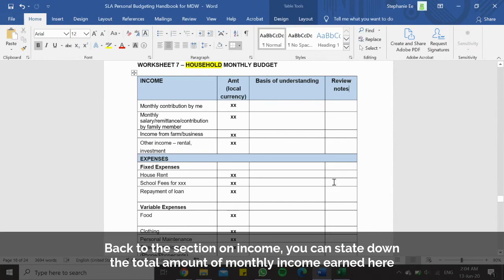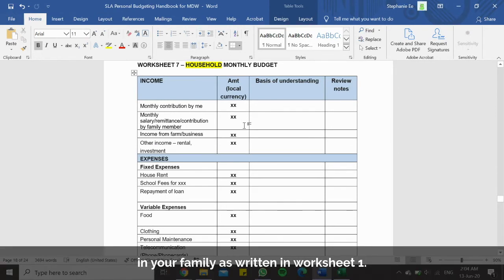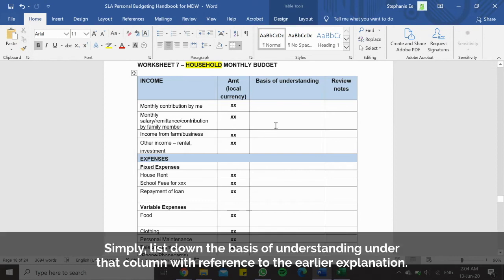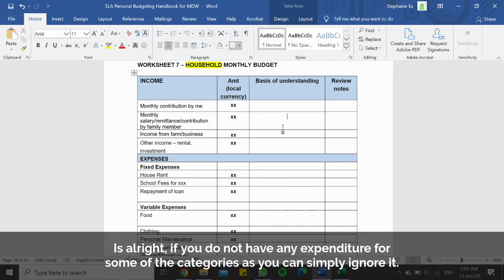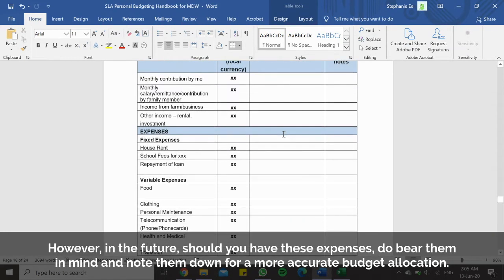Back to the section on income, you can state down the total amount of monthly income earned here in your family as written in worksheet 1. Simply list down the basis of understanding under that column with reference to the earlier explanation. It's alright if you do not have any expenditure for some of the categories, as you can simply ignore it. However, in the future, should you have these expenses, do bear them in mind and note them down for a more accurate budget allocation.